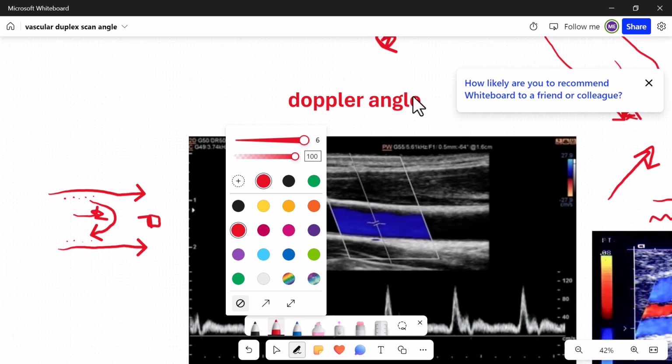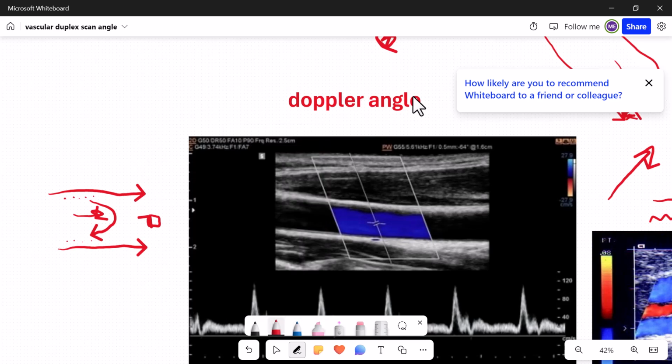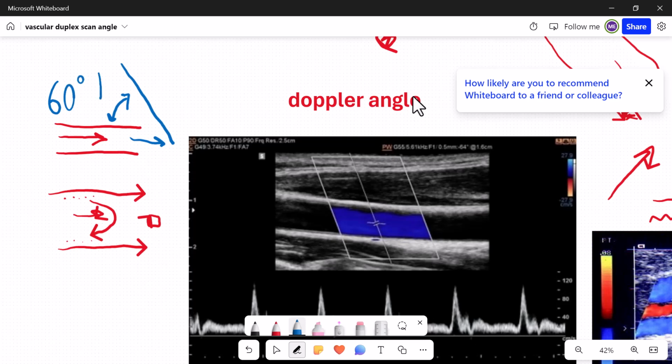if you have a kind of an angle, so if this is a blood vessel, okay, and blood is going this way, and you have the ultrasound beam. Let us make the ultrasound beam in blue. This is the ultrasound beam, and this is the direction of the blood flow. This is called the Doppler angle. A Doppler angle of 60 degrees or less will give you a good estimate of the stenosis.